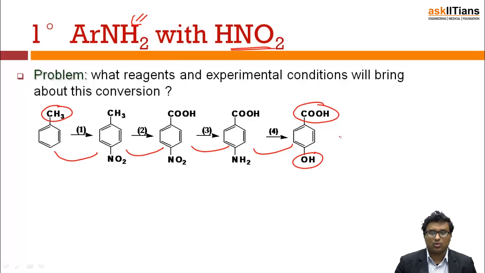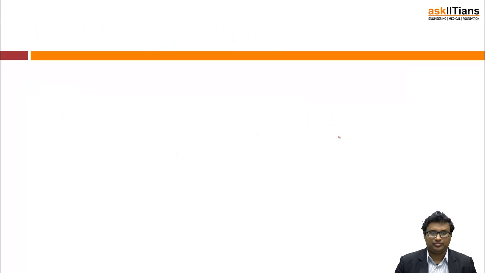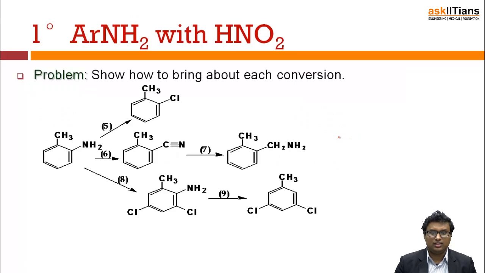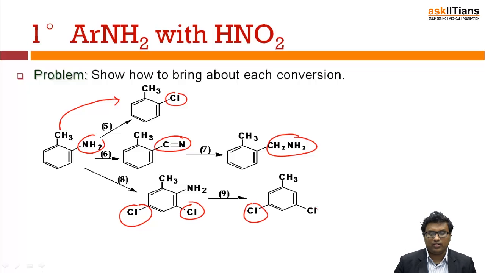The solution for this problem is just after a few slides. Similarly, this is also the same thing. Just keep this problem in mind. You have to understand how NH2 can be converted into chlorine, it can be converted into cyanide, it can be converted into CH2NH2. Not only that, substitution. All these are the diazonium reactions which I will be discussing soon.